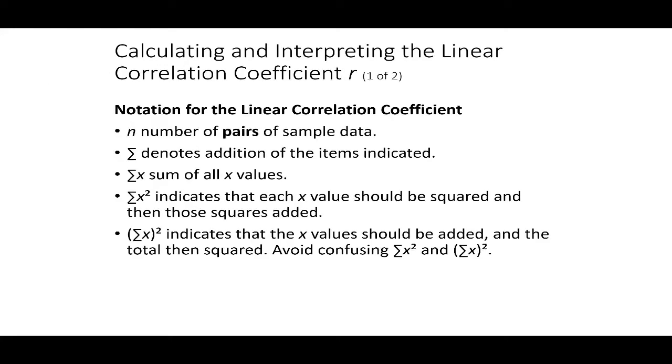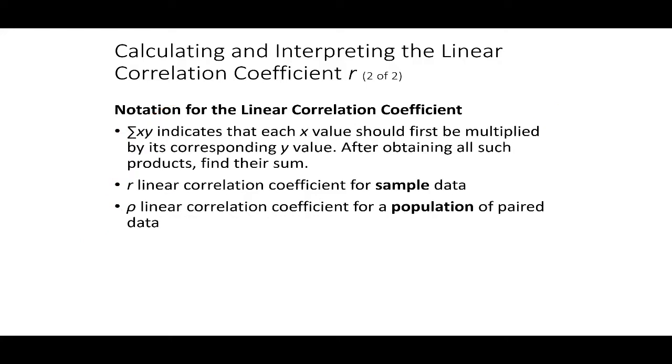These are the notations we're going to use. N stands for the number of pairs of sample data. Sigma denotes the addition of the items indicated. This is how we write it down. Sigma x is the sum of all the x values, and sigma x squared indicates that each x value should be squared and then those squares added. So there is a difference between sigma x squared and the square of sigma x. As you can see here, there are two different things. One is square first and add, the other is add first and square. So these are the two differences.